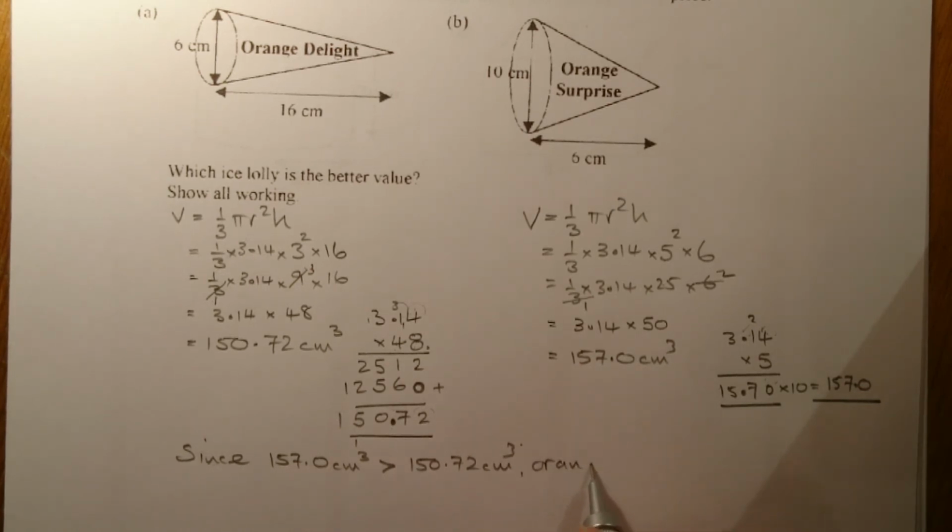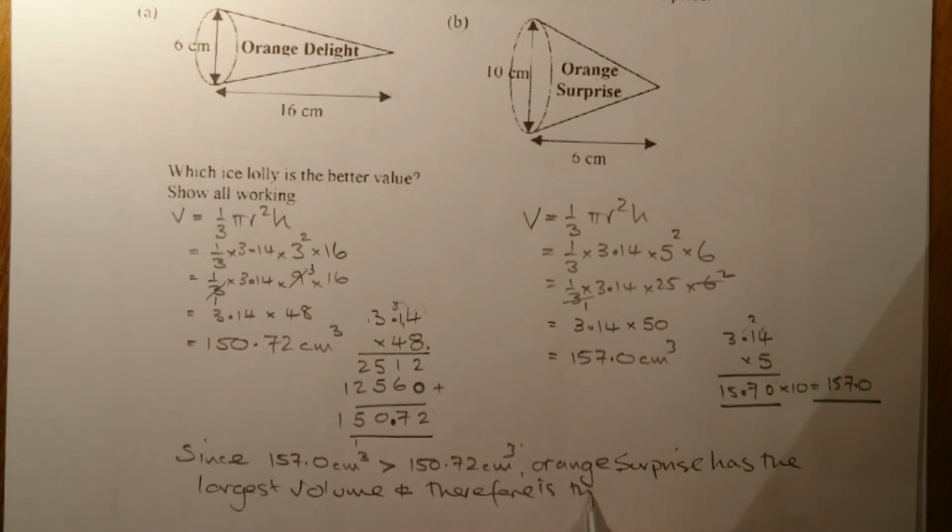Orange surprise. Let's see if it's the right one. So just check, it's orange surprise that's the largest. So orange surprise has the largest volume. And therefore is the better value isolate.